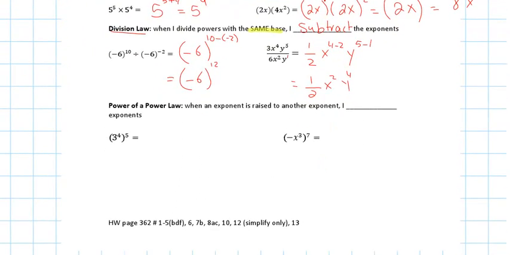And then the next law is the power of a power law. So when an exponent is raised to another exponent, what do I do with that? I multiply the exponents. So I have 3 to the power of 4 to the power of 5. That's 3 to the power of 4 times 5, which is 3 to the power of 20. You technically don't have to write that middle step. I'm just writing it for you so you know what's happening, but you can skip that step, which is the 4 times 5.